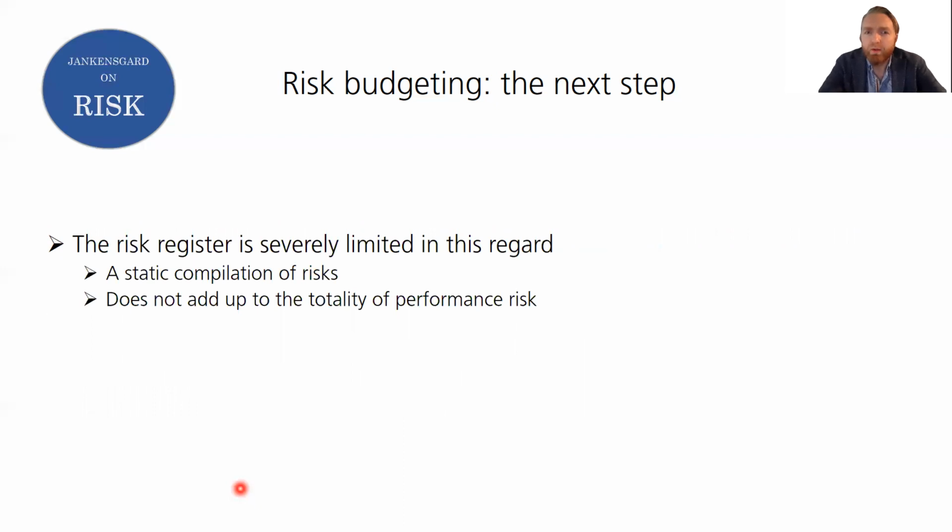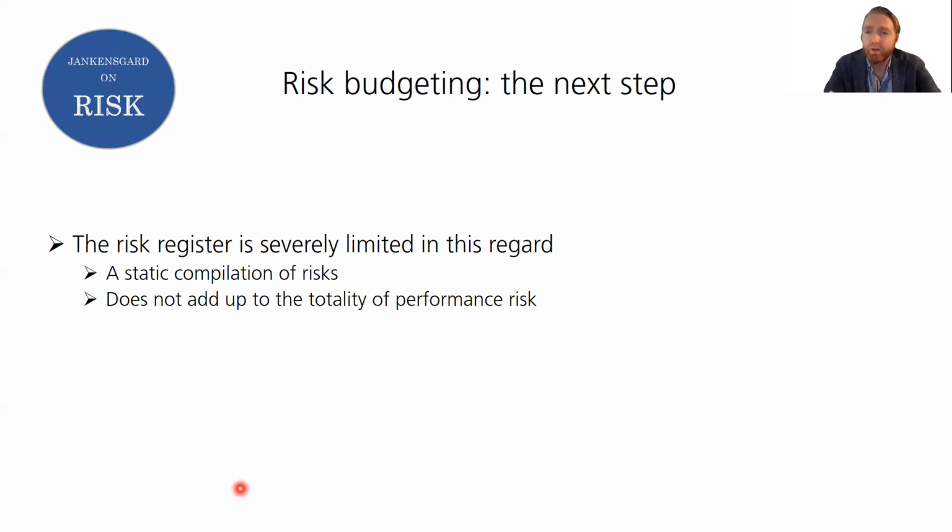And one of the conclusions you end up having to draw is that the risk register, the workhorse, the bread and butter of enterprise risk management programs, is very limited in this regard. And you might think it wouldn't be, because after all, you put together all these different risks into there. It's supposed to be all the major known risks that the company is facing. So it's very ambitious and very broad in scope, but yet it fails to add up to any sort of meaningful indicator of performance risk, because it's ultimately only a static compilation of risk.